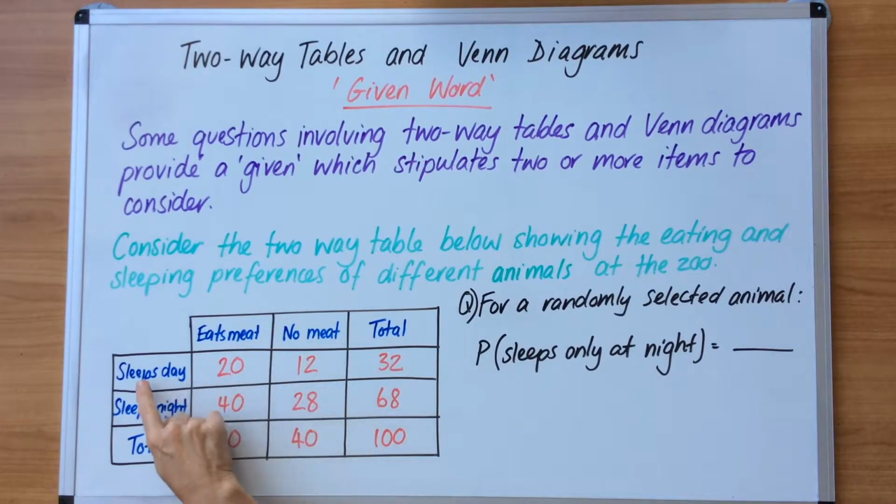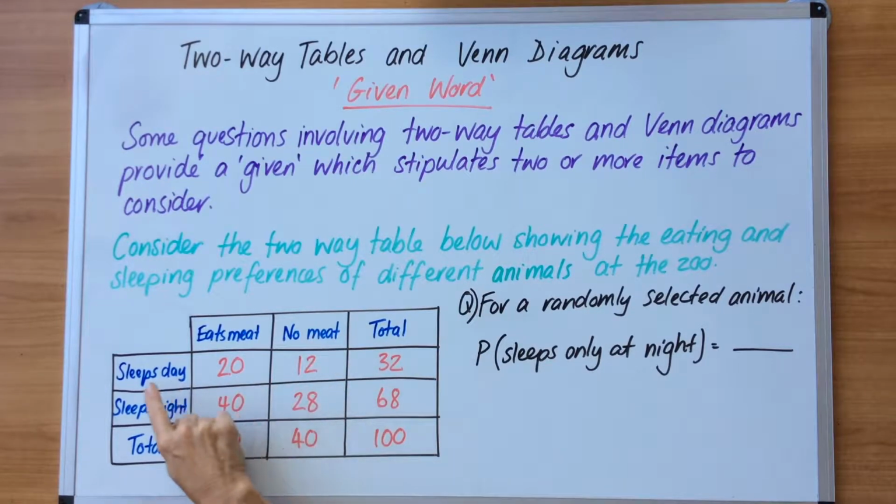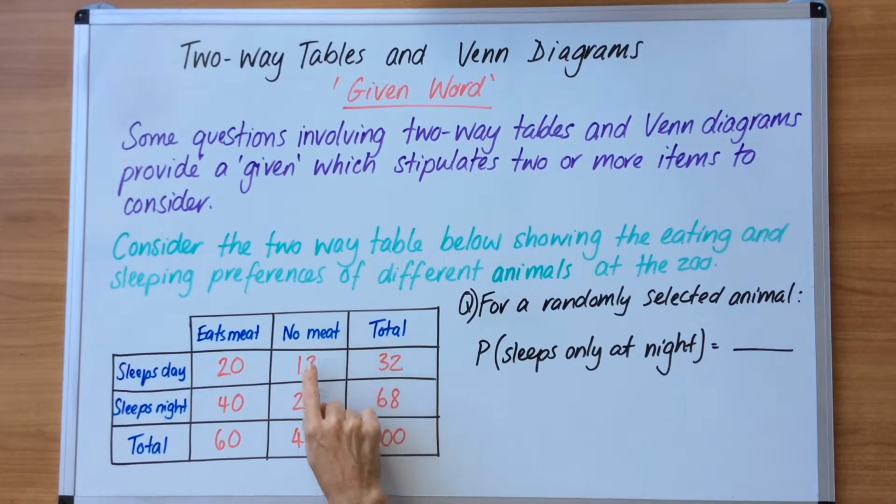We have 20 that sleep in the day and eat meat. We have 40 that sleep at night and eat meat. We have 12 that sleep in the day and don't eat meat. And we have 28 that don't eat meat and sleep at night.